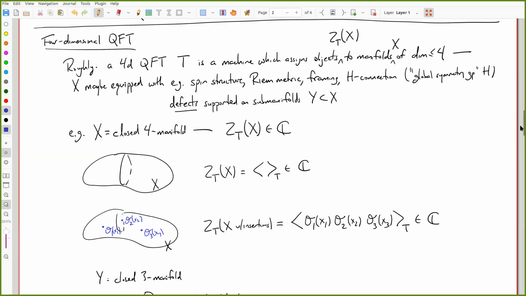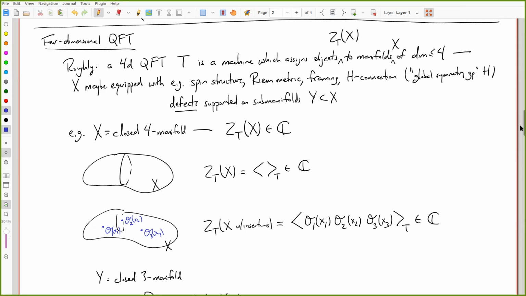So would it look like defining some sort of virtual fundamental class on the space of fields, like they do with more topological theories, but it's infinite dimensional? Or I don't know.